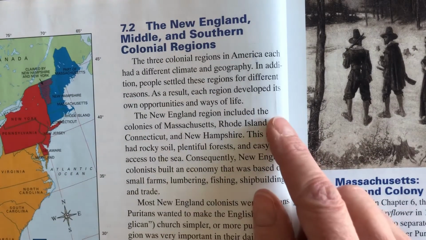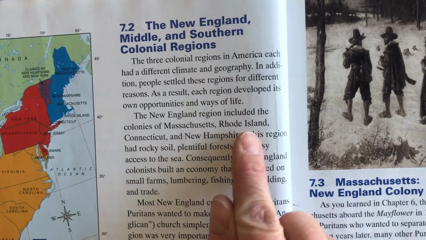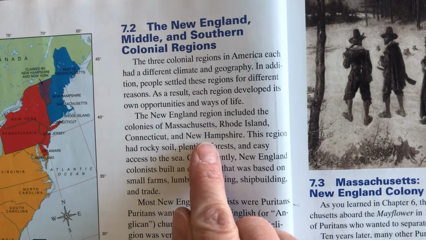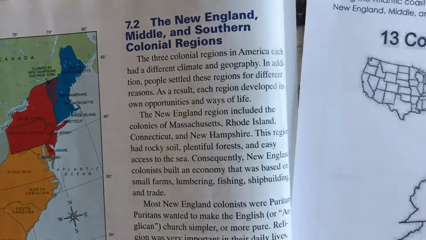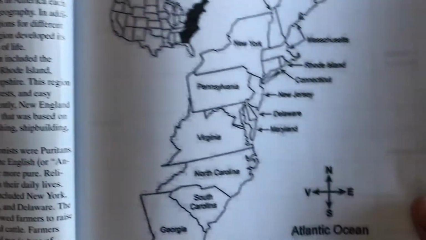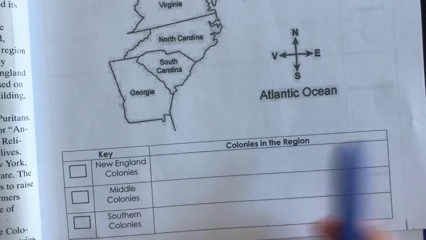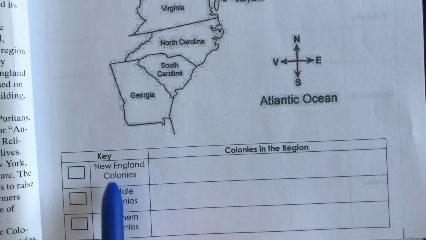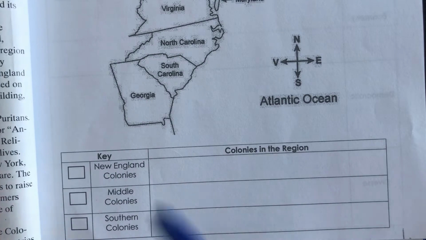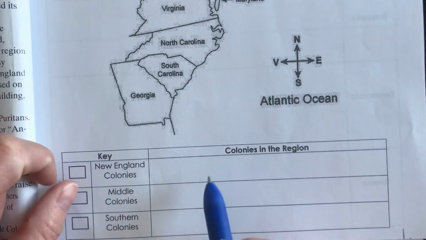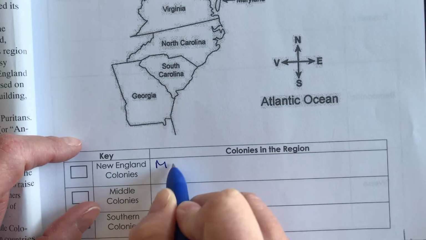The New England region included the colonies of Massachusetts, Rhode Island, Connecticut, and New Hampshire. So this is something that I want us to write down right now. So get your packet in front of you. And along here, at the very bottom, it says colonies in the region. And then it says New England colonies. We'll color those in later, but they just gave us the New England colonies. And those colonies are Massachusetts. So I want you to write this with me, please.